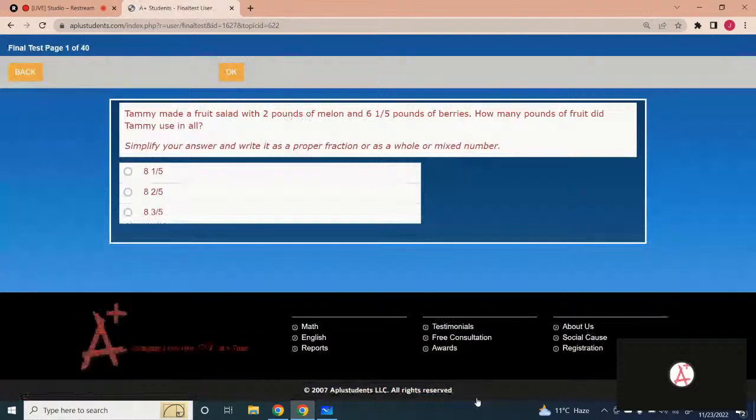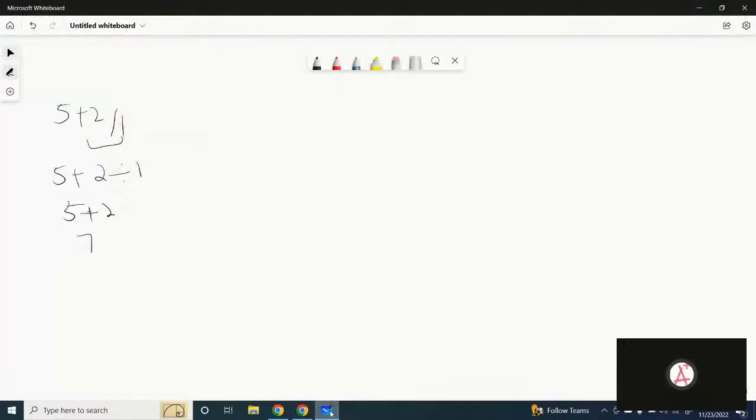Let's start with the final test. Okay, Tammy made a fruit salad with 4 pounds of melon and 6 whole 1/5 pounds of berries. How many pounds of fruit did Tammy use in all? So basically, you have to add the numbers. No, there is no delay. I'm waiting for the answers from your side actually. So it would be 2 plus 6 whole 1/5. You have to add the numbers.